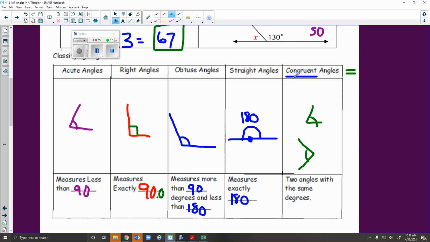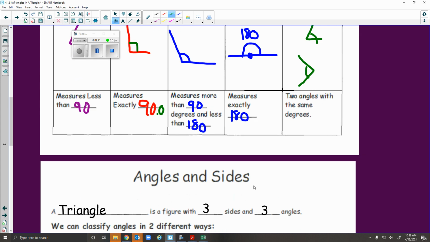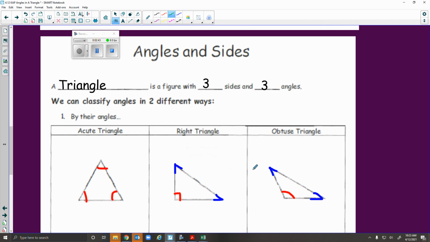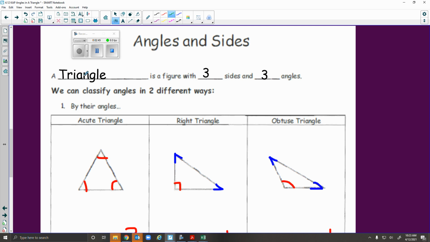And then the last thing that I want to talk about is called a congruent angle. It's two angles that are equal to one another. Okay? All right, talking about triangles. So a triangle is a figure with three sides and three angles. Okay, very good. Elmo would be very proud of you for remembering what a triangle is. Triangles have three sides, three angles.